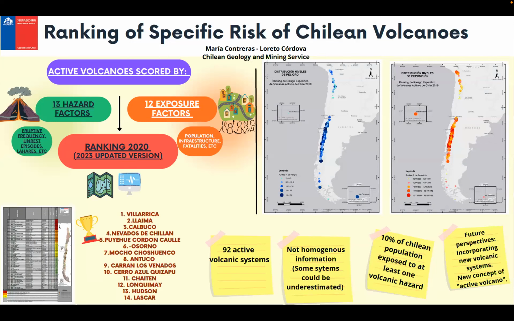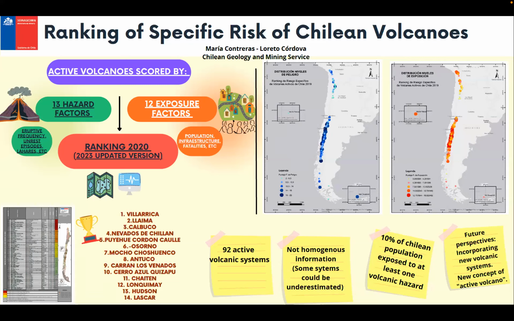So in Chile, with the aim of supporting decisions about instrumentation and elaboration of volcanic hazard maps, we elaborated a ranking of Chilean volcanoes. We evaluated 92 active volcanoes in terms of hazard and exposure. You see the result. This is the available version, but we are working on an updated version that will be published next year.